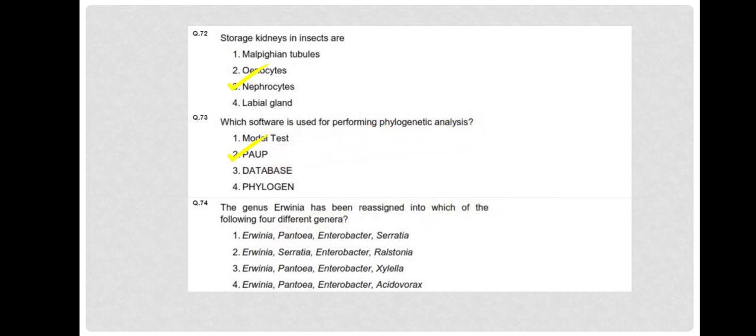Next question number 74. The genus Erwinia has been reassigned into which of the following four genera? So, the four genera into which Erwinia has been reassigned are Erwinia, Pantoea, Enterobacter and Serratia. These are the four genera.